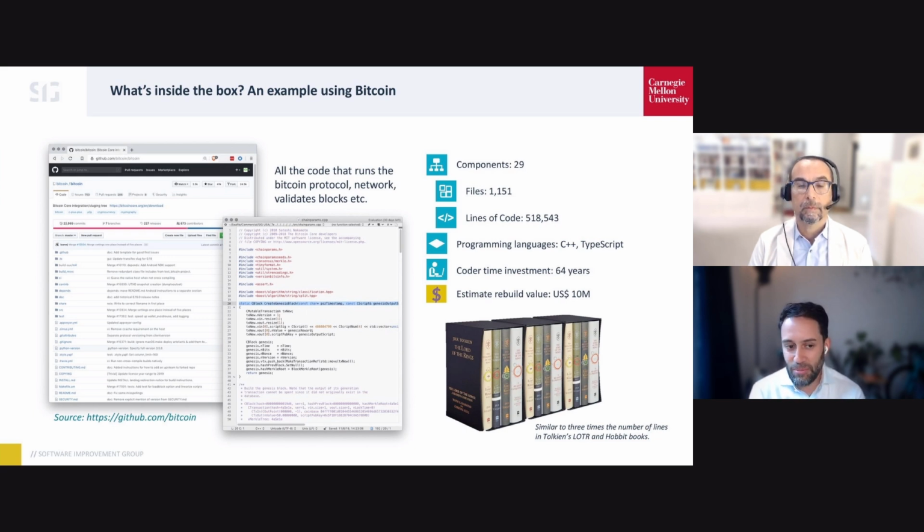But that doesn't say anything about the quality of this code. It also doesn't say a lot about the technical debt. And this is why I'm going to hand it off to you, Hakan, to dig a little bit into the different aspects of technical debt that we could find.